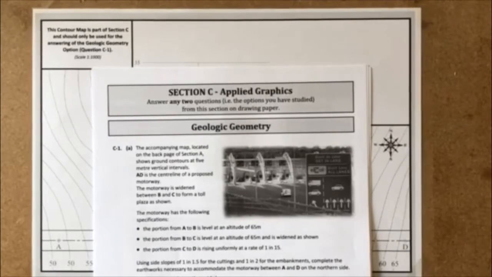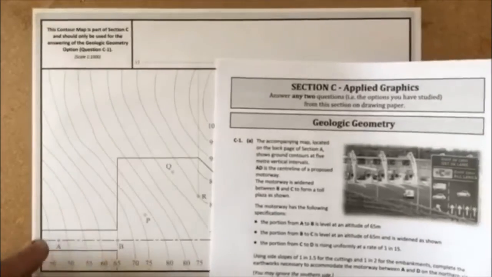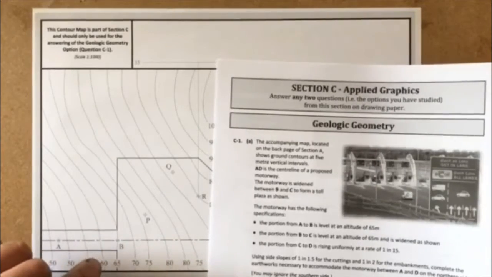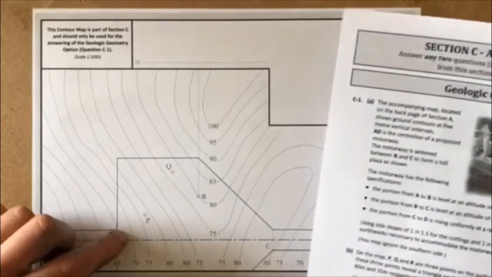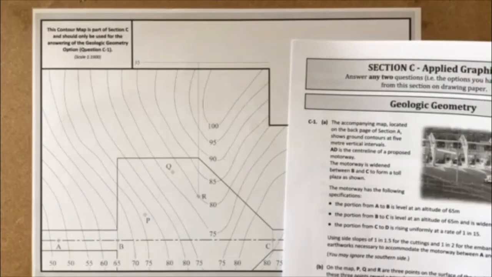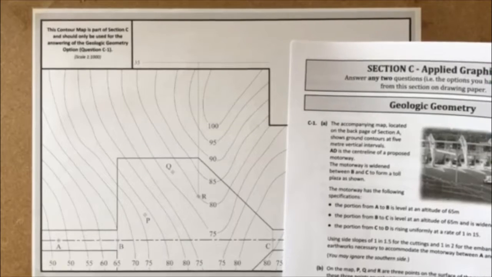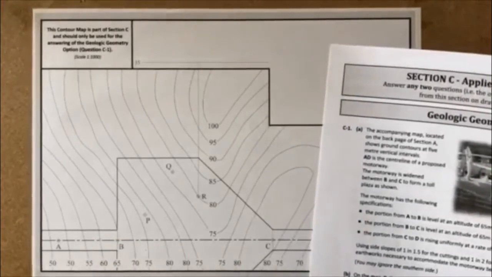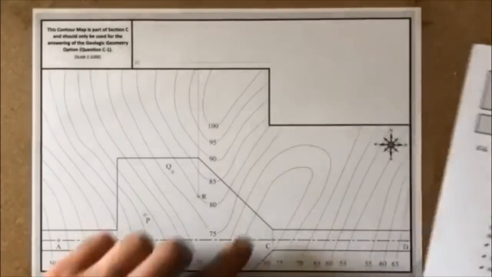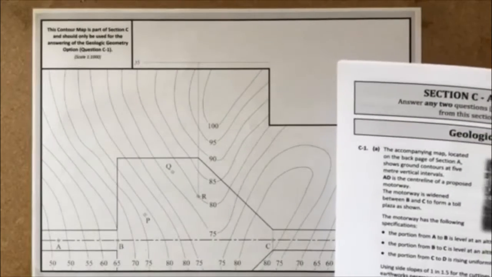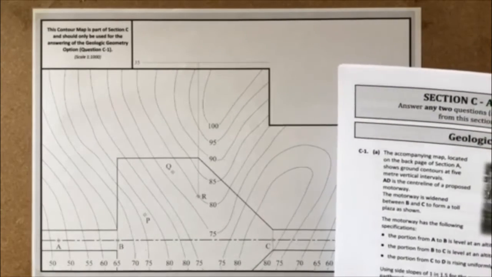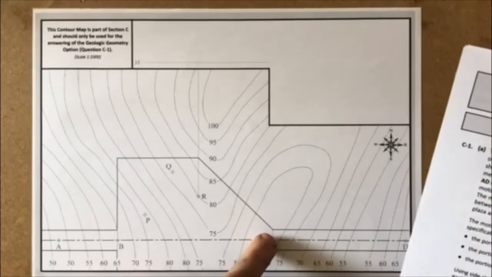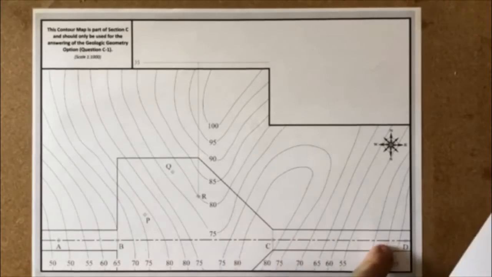The motorway has the following specifications. The portion from A to B is level at an altitude of 60. From B to C is level and at an altitude of 65 meters as shown, and it is widened as shown. Perfect. So if B to C is level, that's fine. The portion from C to D is rising uniformly at a rate of 1 in 15. So that means for every 15 meters we go out, we go up 1 meter.